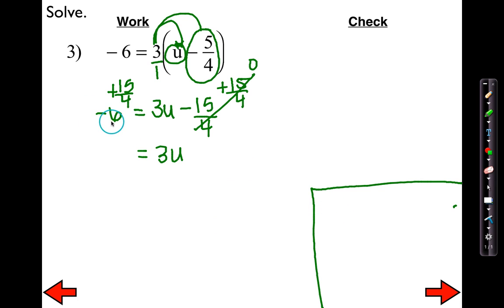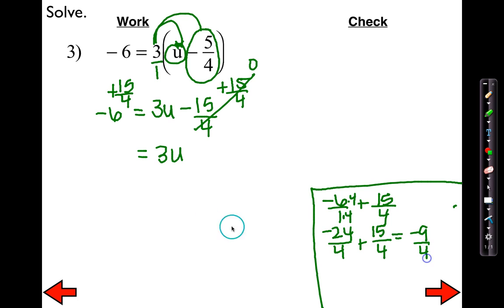Notice negative 6 remains first. So I'm going to write that first, negative 6 over 1 plus 15/4. 4 is my lowest common denominator. We're going to multiply this by 4 to make sure the denominators are the same. This is going to remain the same, which is going to leave us with negative 9/4. So we got rid of our constant.